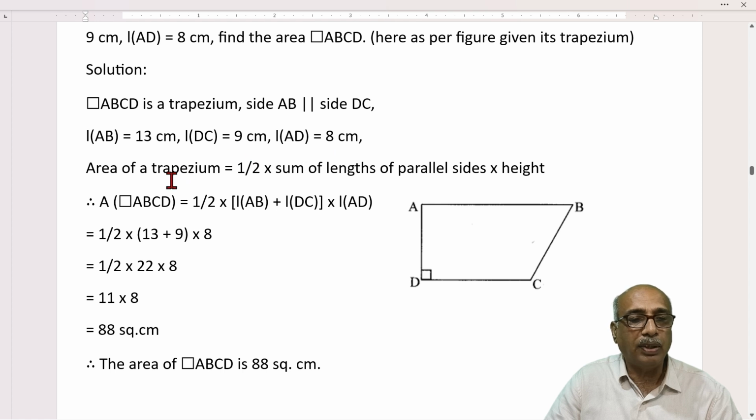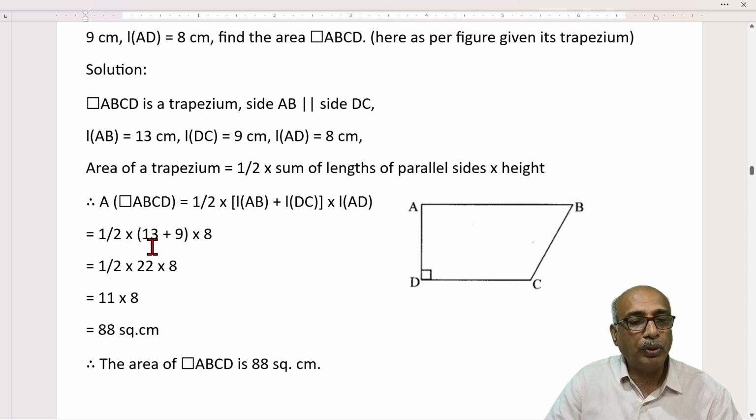equals 8 centimeter. Area of trapezium equals half into sum of lengths of parallel sides. Which are the parallel sides? AB and DC, into height. So area of quadrilateral ABCD equals half into bracket length AB plus length DC, with the plus sign in between them, into length AD, that is the height of the trapezium. Substitute the values here.